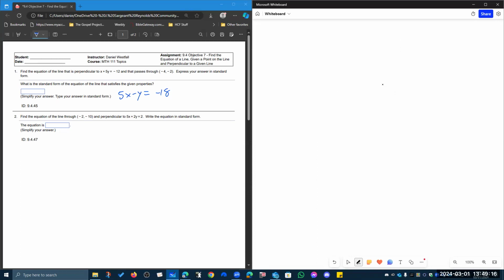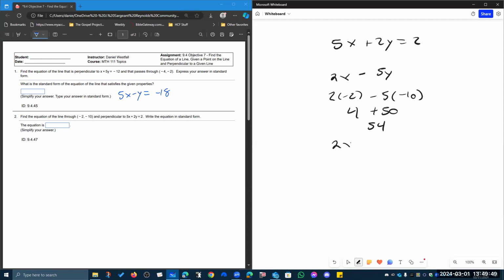So let's try that now with this second one, where we have 5x plus 2y equals 2. They're going to swap places, and we're going to make that one negative right now. And we're going to put in our point of negative 2 and negative 10. This is going to be 4 plus 50, which is 54, which makes this 2x minus 5y equal to 54.